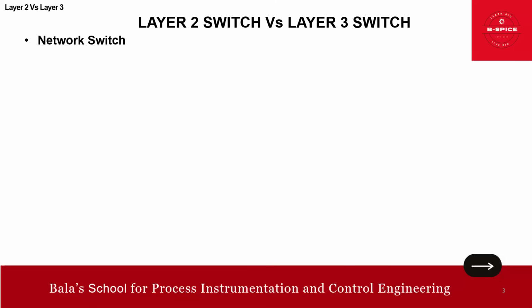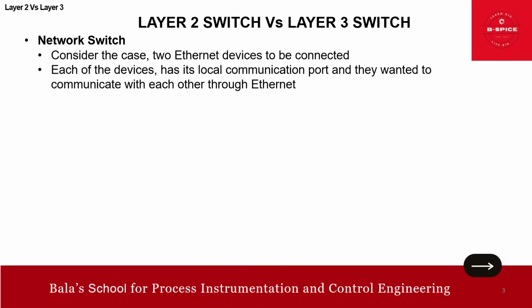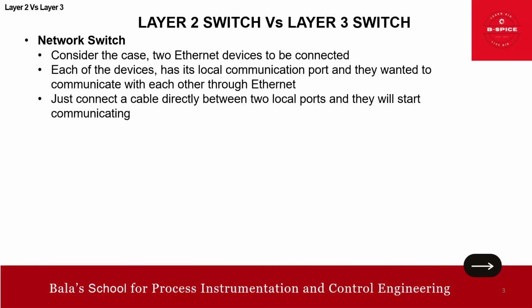Before going into the details of other aspects of the difference, let us focus on the network switch. It's just like a story. Consider a case of two Ethernet switches to be connected. Each of the devices has its local communication port, isn't it? They want to communicate with each other through that Ethernet, right? So just connect a cable directly between the two local ports and they will start communicating. As simple as that.